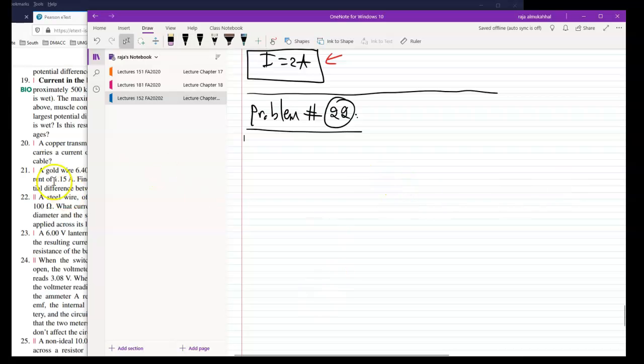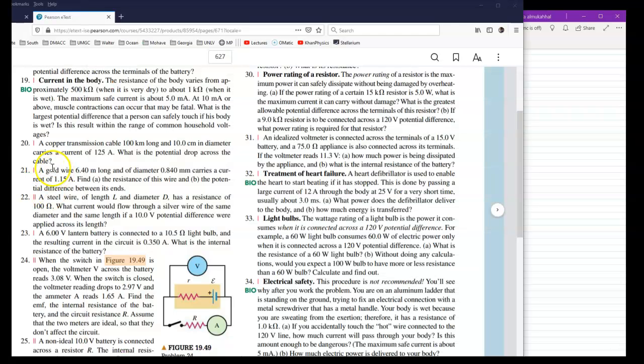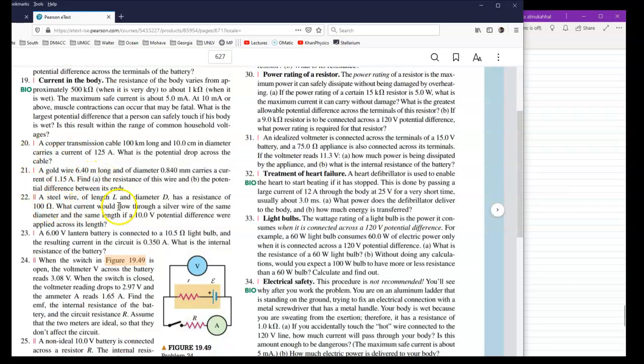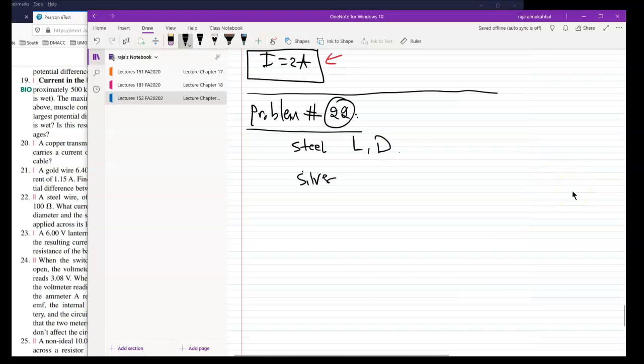All right. Let me read it again. I like to draw a free body diagram and write down what's given. So we start with a steel wire, and then he has a silver wire. Okay, the two different ones. I want to find the relationship between them. He said a steel wire, the length of this wire is L and the diameter is D. All right, so the length is L and the diameter is D. It has a resistance of 100, the resistance of the steel wire is 100 ohm.